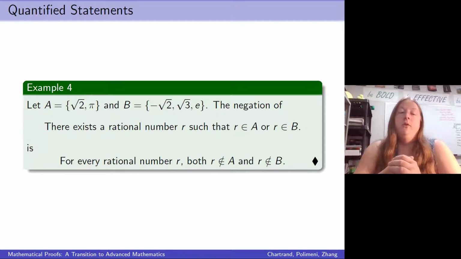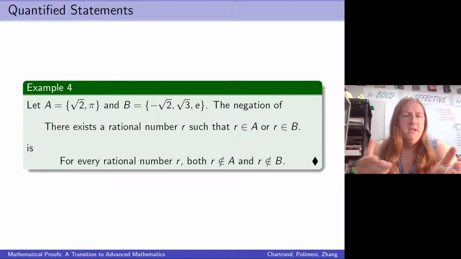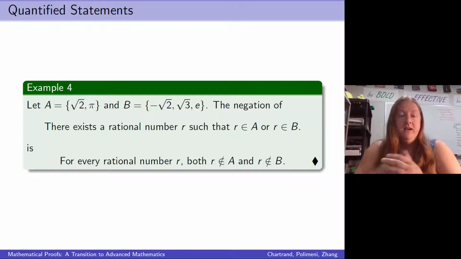Here we have an example where we're going to negate an existentially quantified statement. So I have two sets, A and B. We're going to have our original statement, our existentially quantified statement. We're looking at a rational number R, so there's our domain, rational numbers. All right, and our open sentence is that R is in A or R is in B. So we can look at A and B and we know that that's in fact a false statement. So the negation is going to be a true statement.